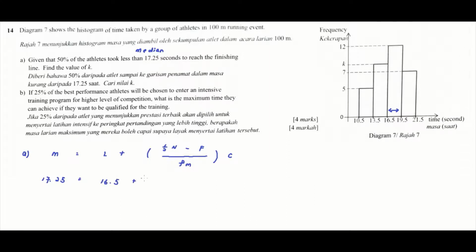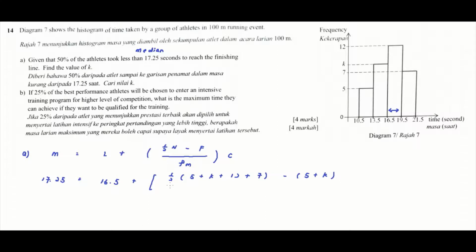Okay, and plus, so we have 1 over 2, and the total frequency. Since it's not given here how many athletes there are, we'll need to add them all together from the histogram. So the first class we have 5, then the second one is k, the third one is 12, and the last one is 7. Okay, and then minus the big F. The big F is the cumulative frequency before the median class. So 16.5 to 19.5 is our median class, right? Which means the cumulative frequency is going to be 5 plus k. Okay, so the cumulative frequency before the class.